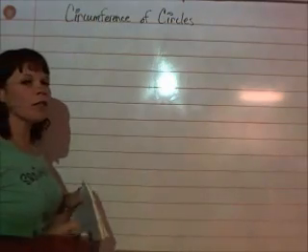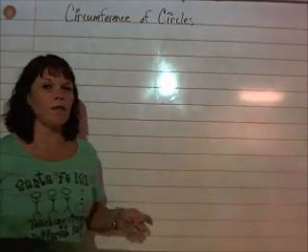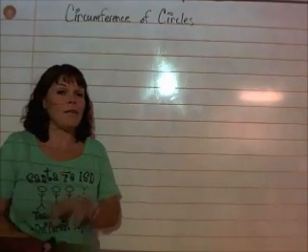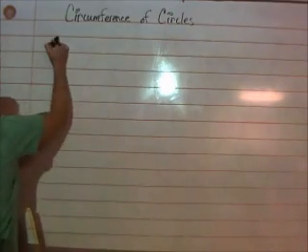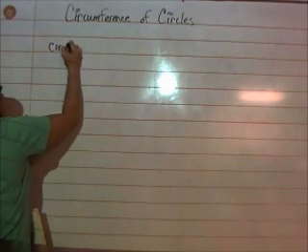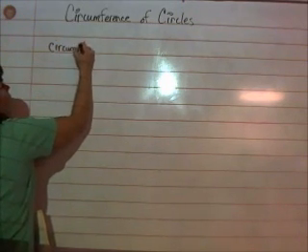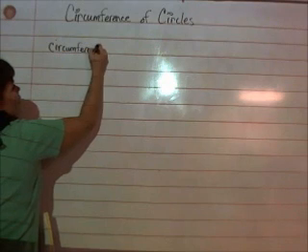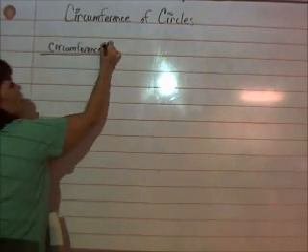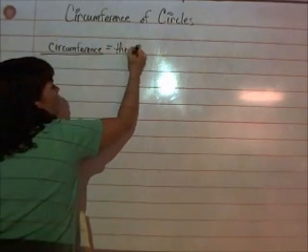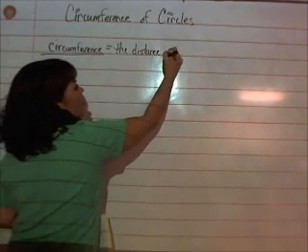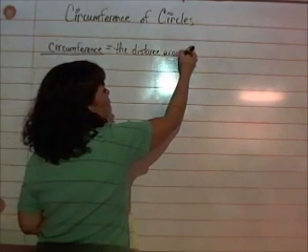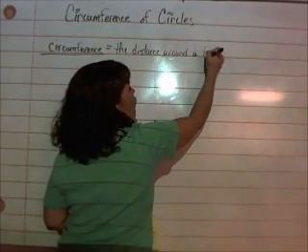The circumference of circles. Now, a few things we're going to get out of the way first. First of all, what is circumference? Well, circumference: the distance around a circle.